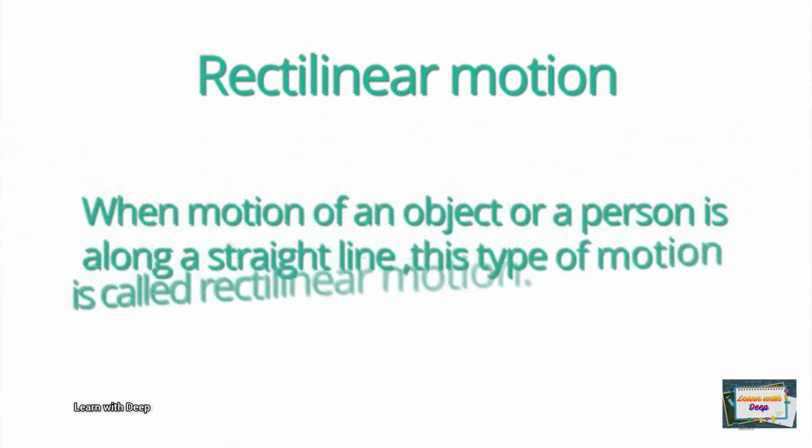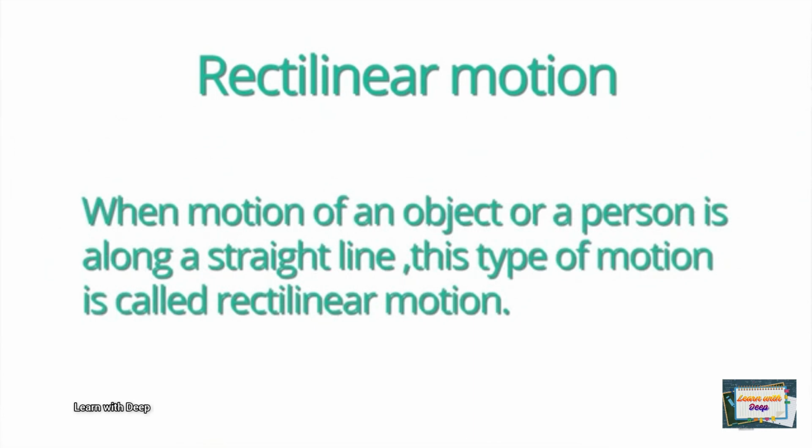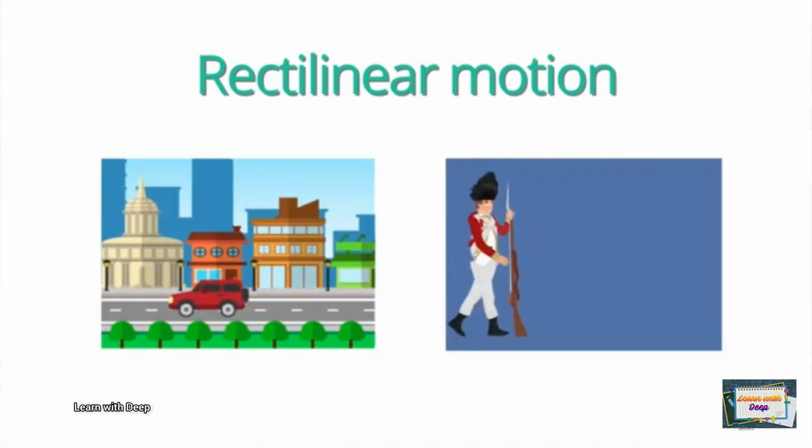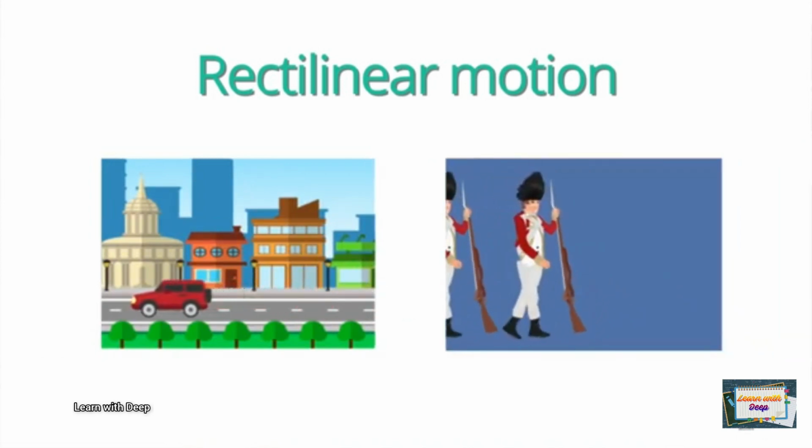When motion of an object or a person is along a straight line, this type of motion is called rectilinear motion. For example, a car moving on a straight road or march past of soldiers in a parade.